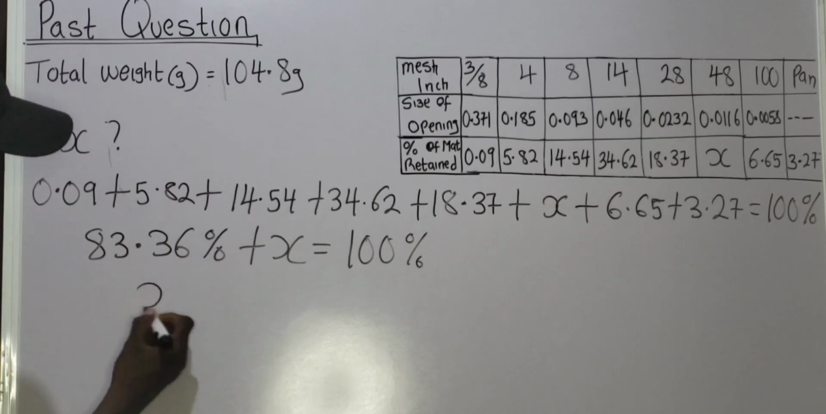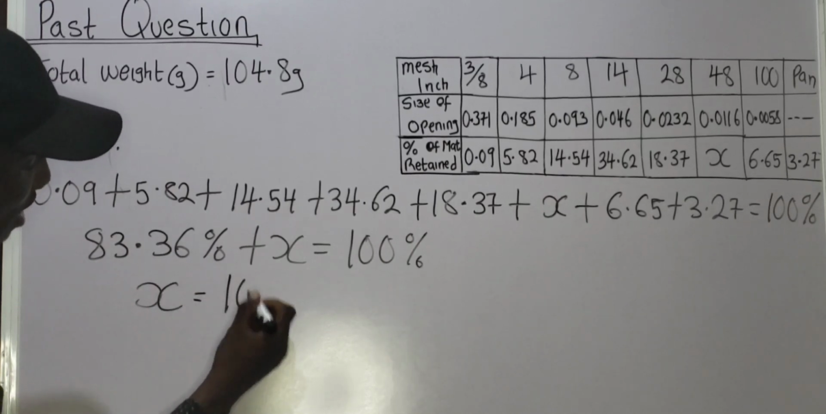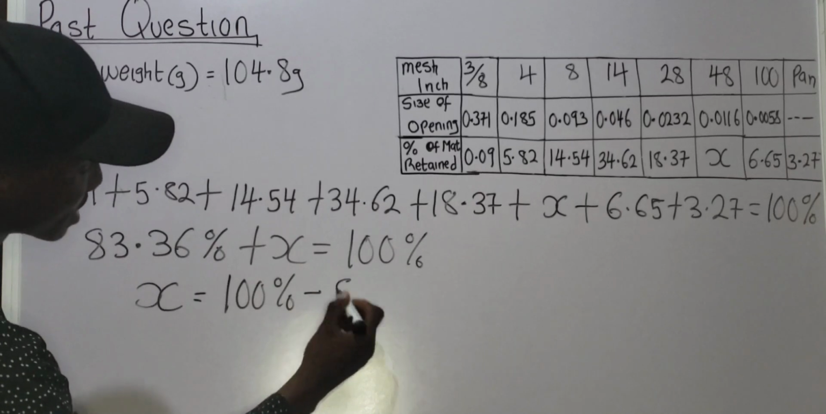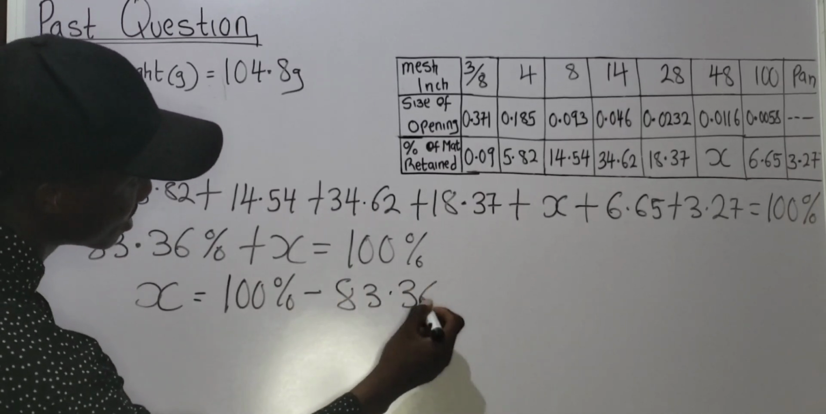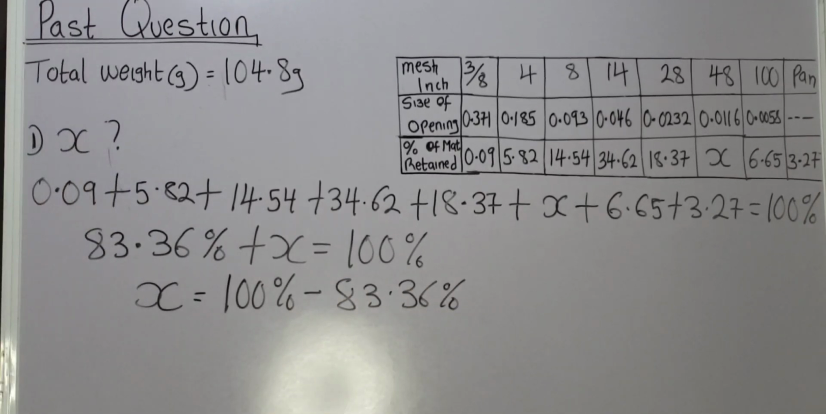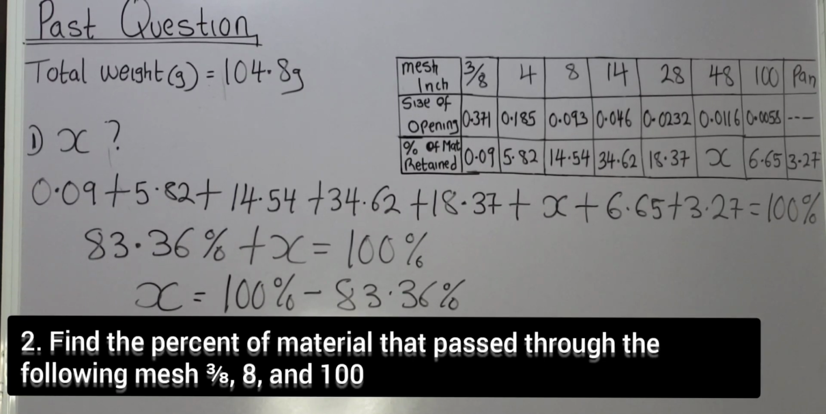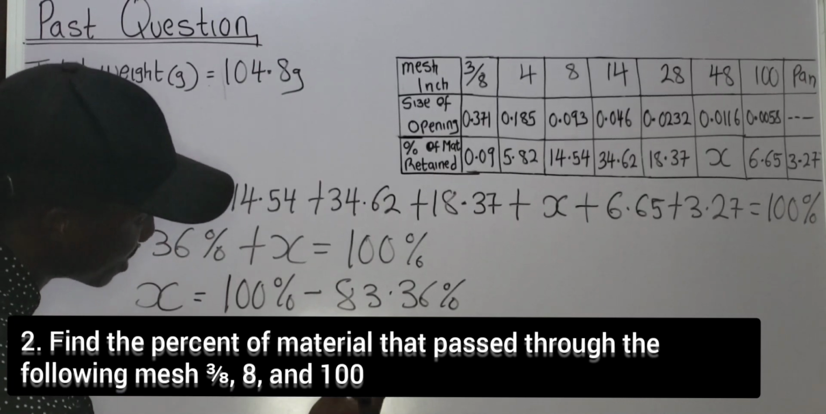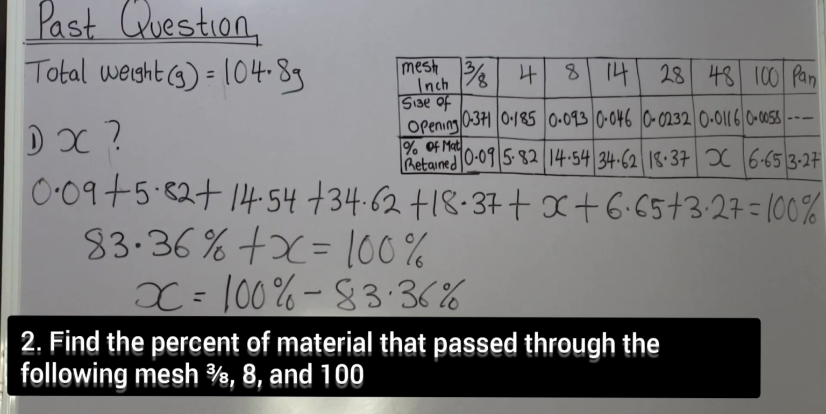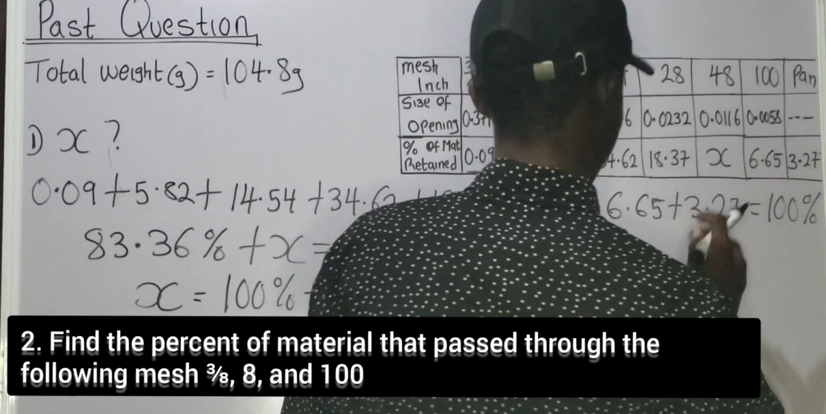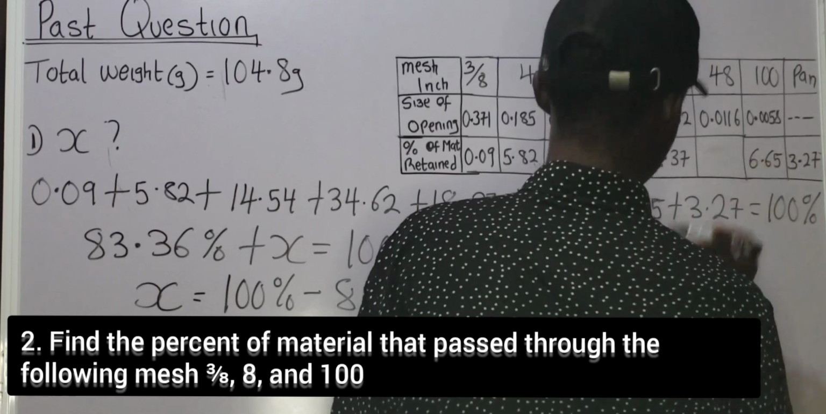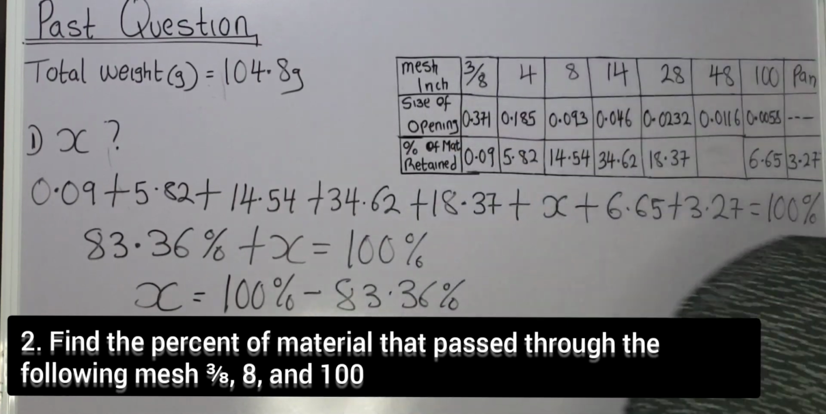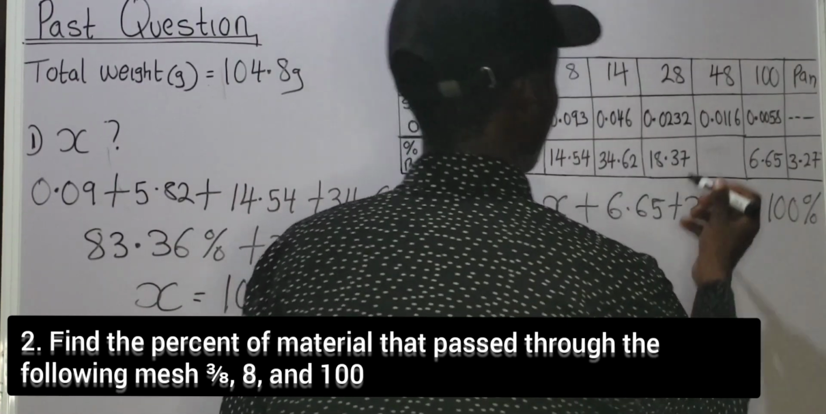So I'm going to have x is equal to 100% minus 83.36%. Do you understand? So x is equal to 100% minus 83.36%, that is 16.64%. So the value of x here is 16.64%. Instead of x, I'm going to replace that with 16.64%.